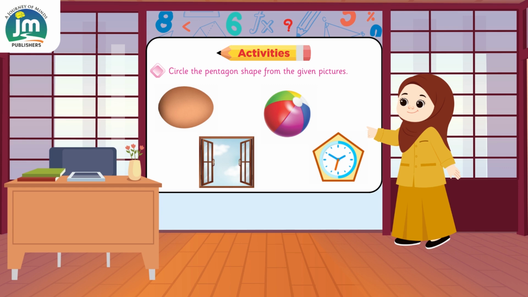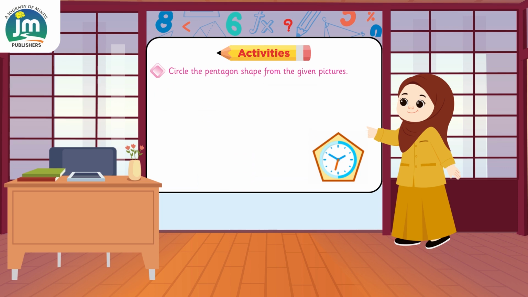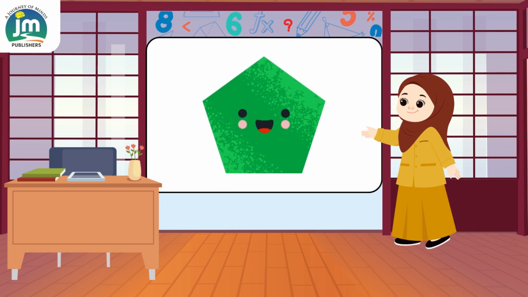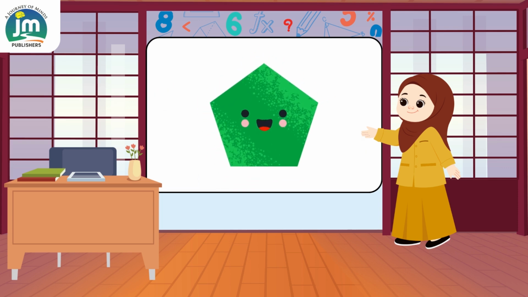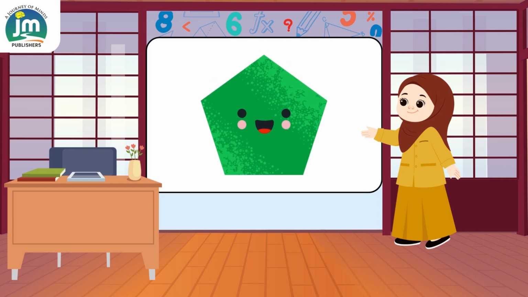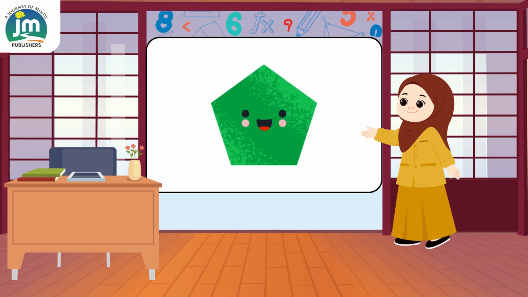Students, many things around us have pentagon shapes, like a clock. Dear students, today we learned the pentagon shape. It has 5 sides and 5 corners. You did a great job today.